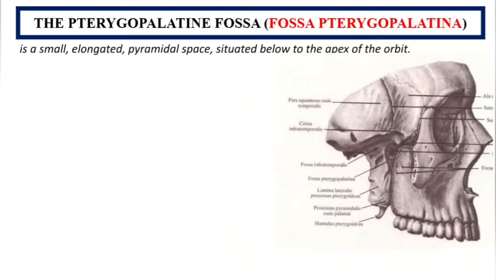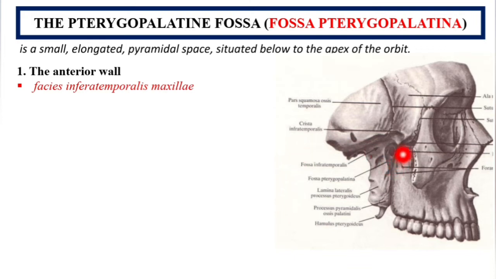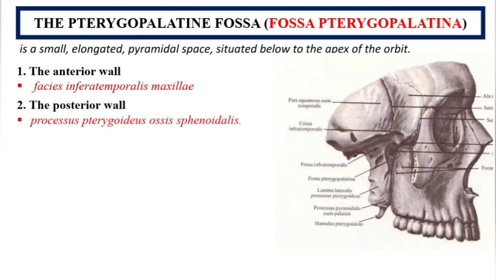The pterygopalatine fossa is a small elongated pyramidal space situated below the apex of the orbit. It has the following walls. Anteriorly, it is the facies infratemporalis maxillae, the infratemporal surface of the maxilla. That's the anterior wall. For the posterior wall, there is the root of the pterygoid process of the sphenoid bone, processus pterygoideus ossis sphenoidalis.